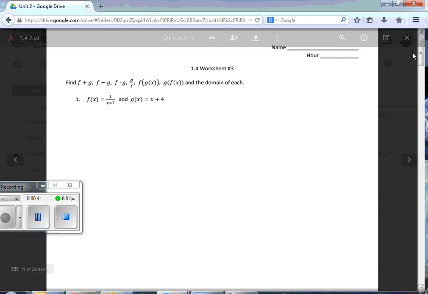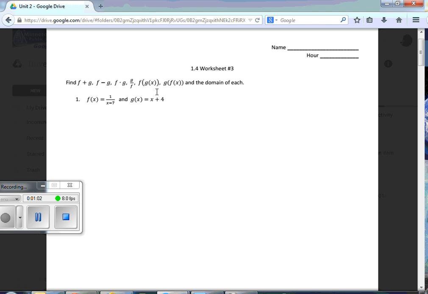F plus G is just adding these functions. That plus that. Oh man, I can't write on the board. Okay, so if I'm going to add those, I would just say 1 over x minus 7 plus x plus 4. And no, I'm not going to make you do common denominators yet, but we will eventually get to that. But for right now, you just add them together.